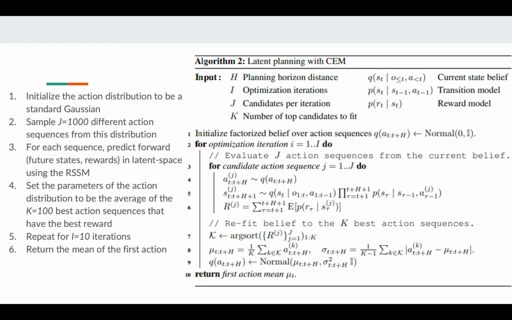We repeat this process for 10 iterations, and then return the mean of the first action. This algorithm gives us an action to take at a single time step. For the next time step, we repeat this process again since we're using model predictive control.